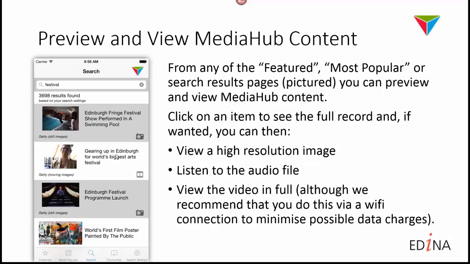So when you've done a search, so here I've searched for festival, you can then see the full list of results, and if you scroll up the page, they'll load the next set as you'd expect on an iPhone search result page. So you can scroll up and it still loads the next set.